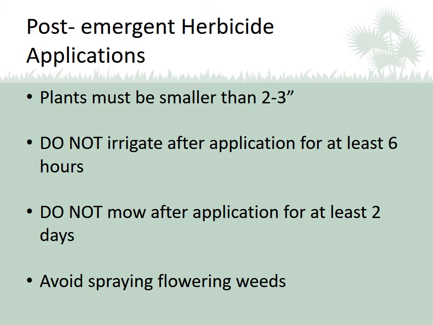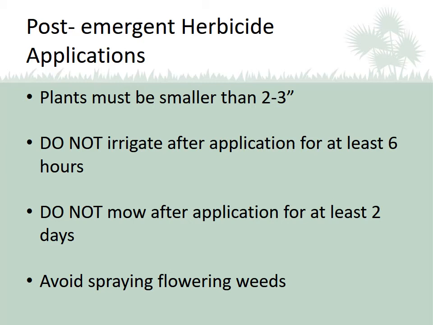Much more commonly, though, homeowners will use post-emergent herbicides. These may be used on a lawn to kill weeds that are coming up in your turf, may be used in a flower bed for weeds that are coming up amongst your bushes, amongst your ornamental plantings. All of these work the best when the weeds are smaller than 2 or 3 inches. If you wait until the weeds are waist high, it's going to be very, very difficult to control them with an herbicide.